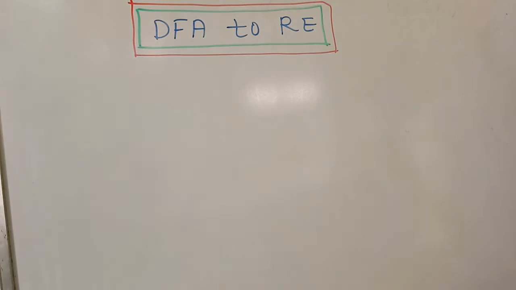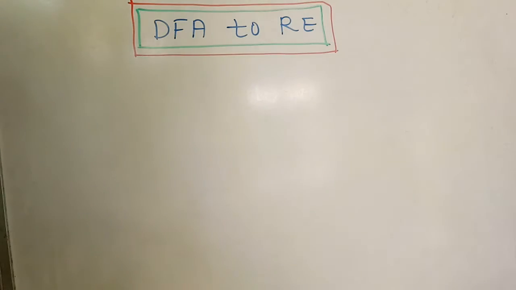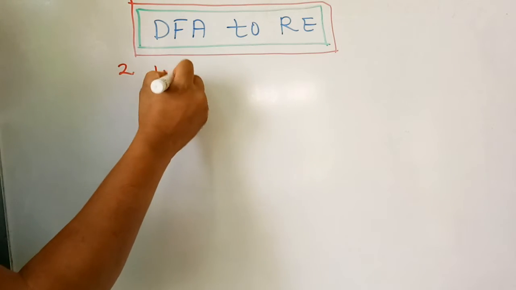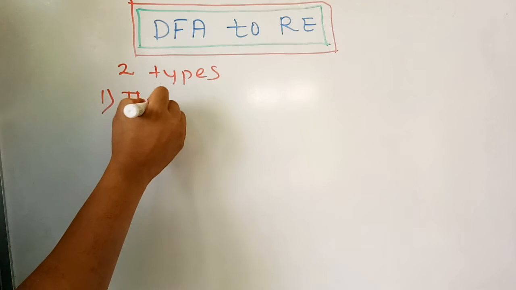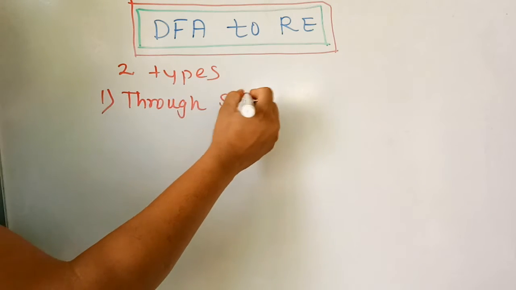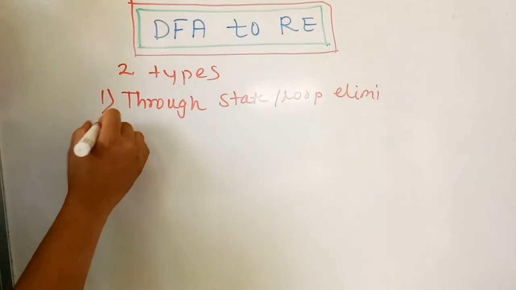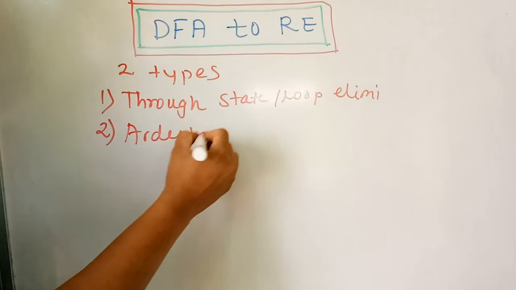In this video, we will cover the next mechanism, that is how to convert DFA to regular expression. There are two popular approaches for constructing a regular expression from any finite automata. Means there are two types of converting it. First is the state or loop elimination method, and second is Arden's theorem.